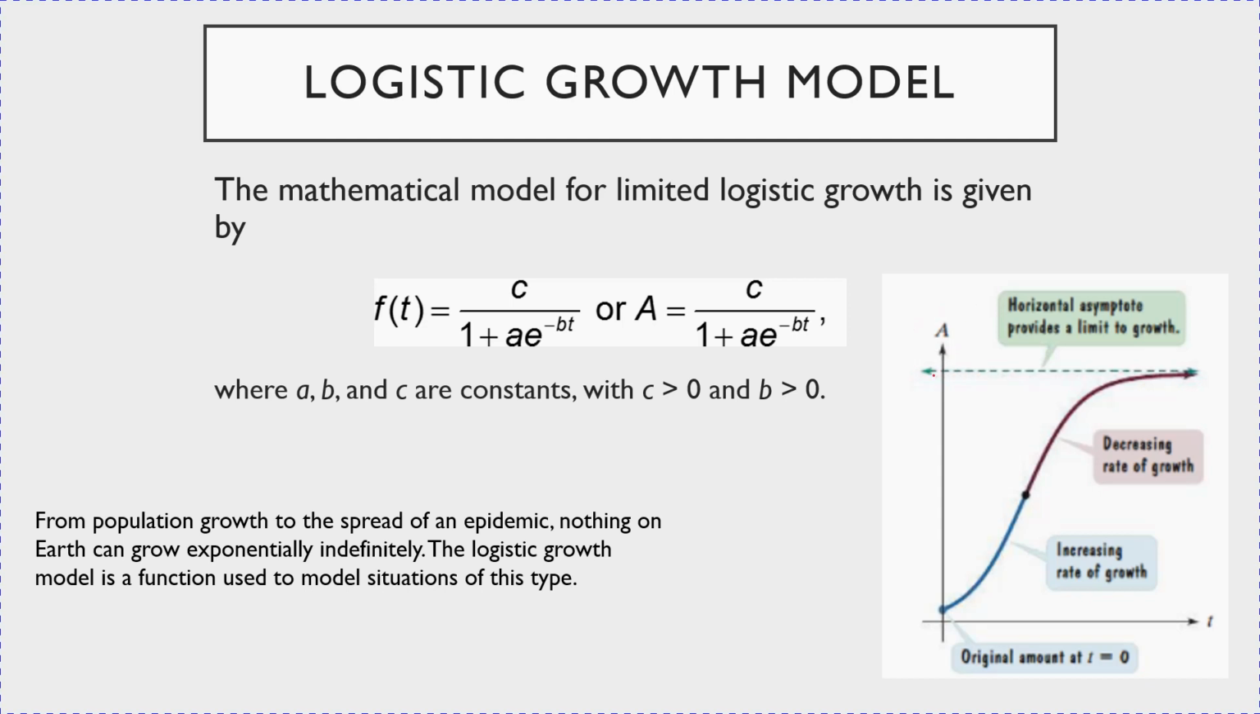So there's limited growth. From population growth to the spread of an epidemic, nothing on Earth can grow exponentially indefinitely. There's some limiting amount, and it stops. It can only grow so much. So the logistic growth model is a function used to model situations of this type. In this problem, I'm going to give you the model. I'm not going to ask you to solve for anything. I'm going to tell you what the model is, and we're going to go from there.